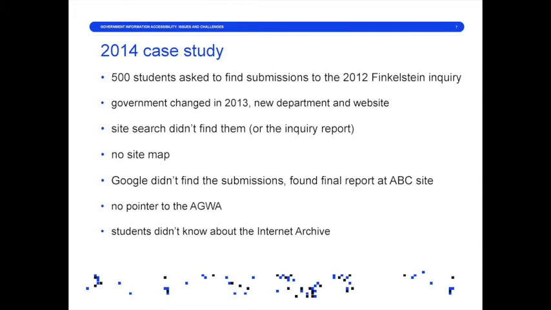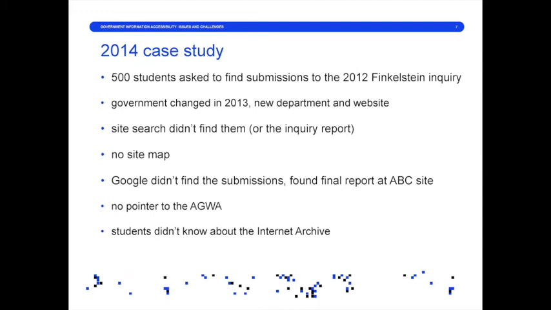But the government actually changed in 2013, so they got a new website. Different URL, new website, and the whole website changed completely. The site search that they did have on the website didn't find it. There was no site map, there were no navigation devices, there was nothing. And the students immediately said, they've taken it away. They didn't say it's missing, they said they've taken it away. I think we might be talking a little bit about trust a little later on.